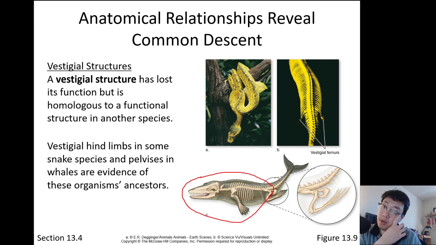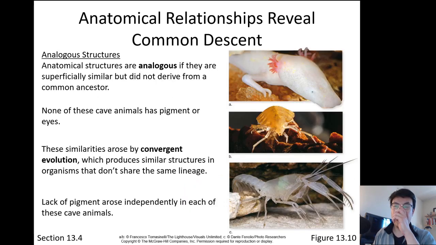It looks like it's also aquatic due to the webbing of the imagery right here, but they did have limbs back then. Okay, so anatomical structures that are analogous are similar to each other but did not come from the same ancestor. For instance, you know what? I think there is an example after this, so let's hold off on that.